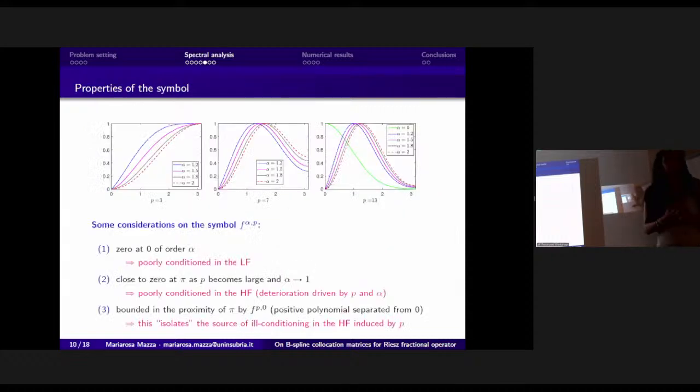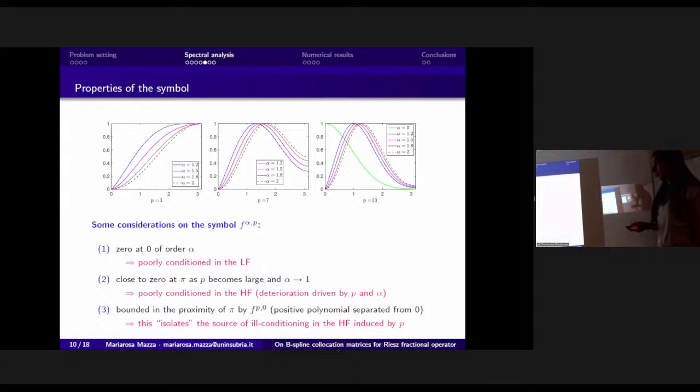Okay, so what's now the aim? We know the symbol. We'd like to know what the properties of the symbol are, to see what this means for our matrix, since the symbol gives information on the spectrum. So if we study the symbol, we can have more insights on the spectrum of our matrices. And this is actually what we did here.